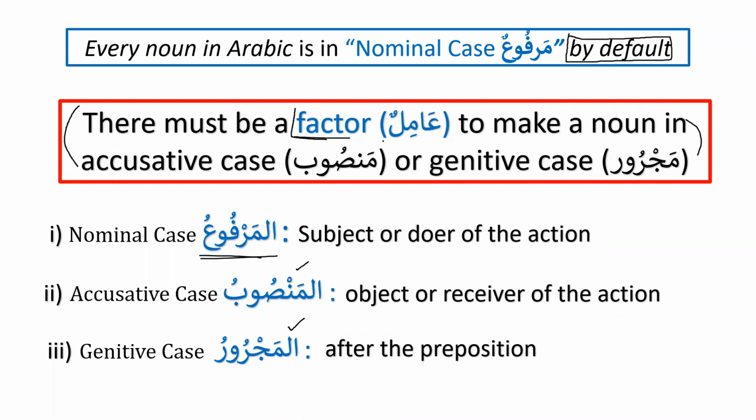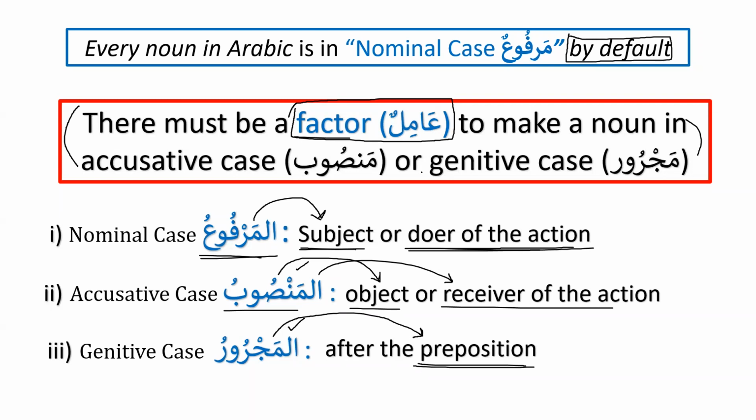or there must be an amil. And these are the things that we need to know: al-marfu means that the noun is either a subject or the doer of the action. As of now, the only thing that we need to know is that the noun is either the subject or the doer of the action. And when it is mansub, it is the object or the receiver of the action. And al-majrur always comes after the preposition.